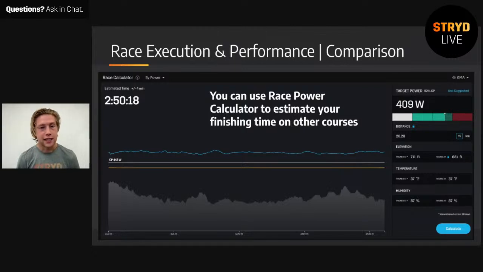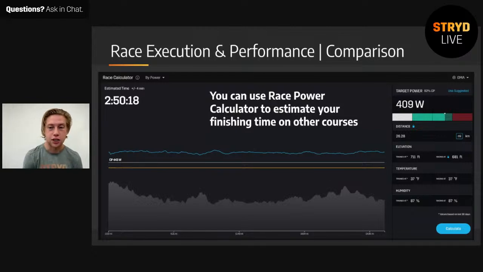Another way you can use your race execution and performance is to complete comparisons. So earlier I had my race plan for CIM, that was prior to the race. And now, let's say out of curiosity, I want to see if I had this power output for the Grandma's marathon race I ran in June, what would that translate to in terms of time?